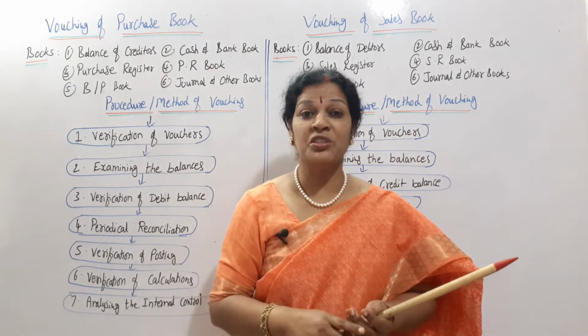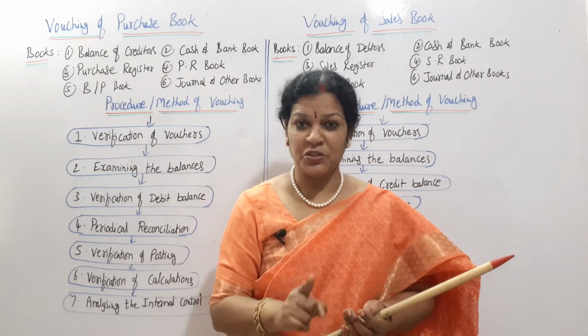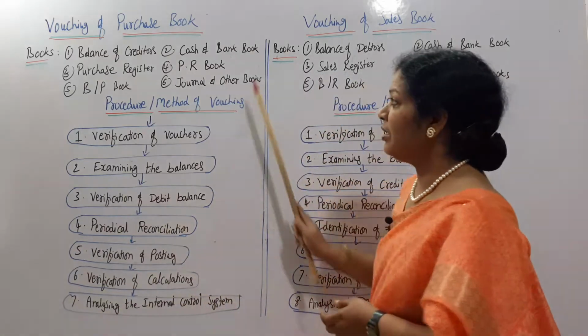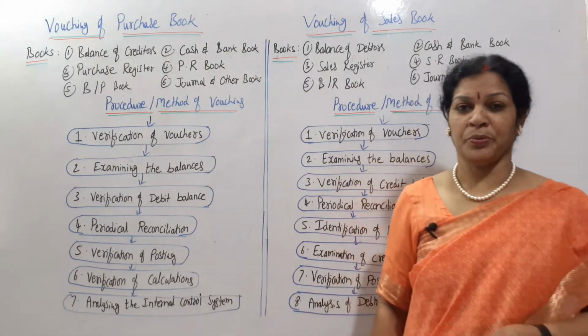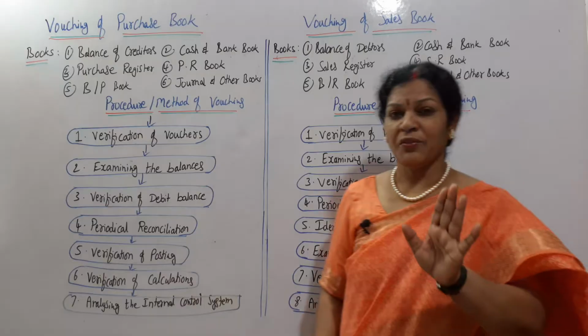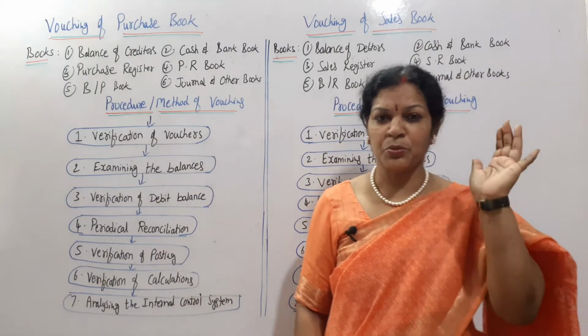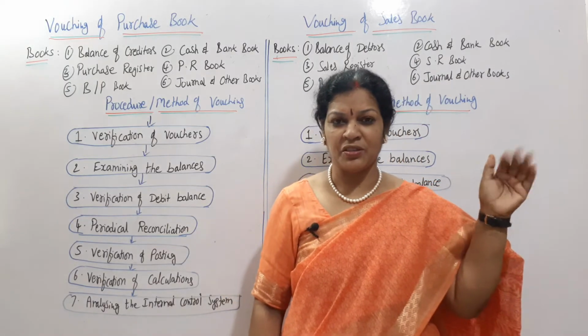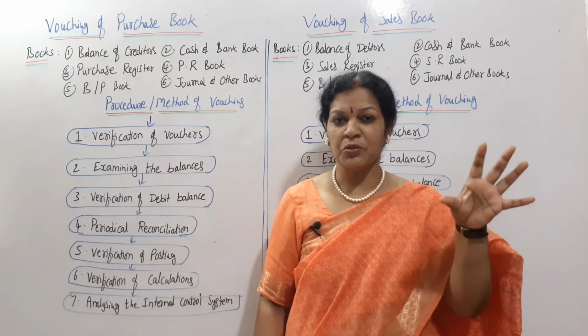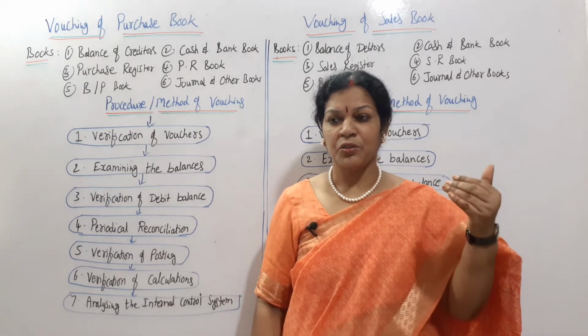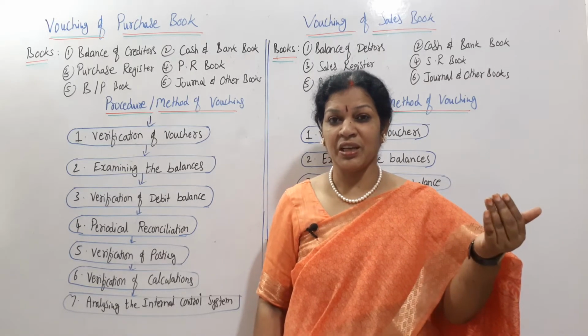So how do you vouch these books, purchase books and sales books? First we will focus on the vouching of the purchase book. In vouching of the purchase book, first of all you should remember purchase book means credit purchases. So related to the credit purchases you have to be alert. How do these credit purchases happen?